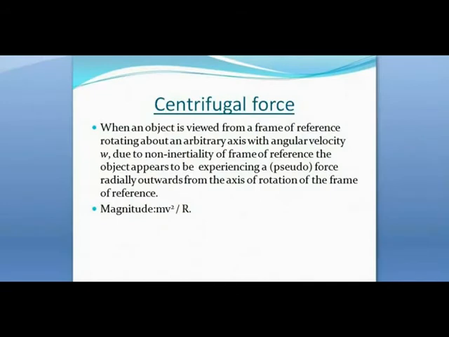Now let's define centrifugal force. Suppose there is an object which is being viewed from a frame of reference which is rotating about an arbitrary axis with angular velocity omega. Due to the non-inertiality of this frame of reference, the object appears to be experiencing a pseudo force which is radially outwards from the axis of rotation, and the magnitude of this force is mv square by r. This force is called centrifugal force.